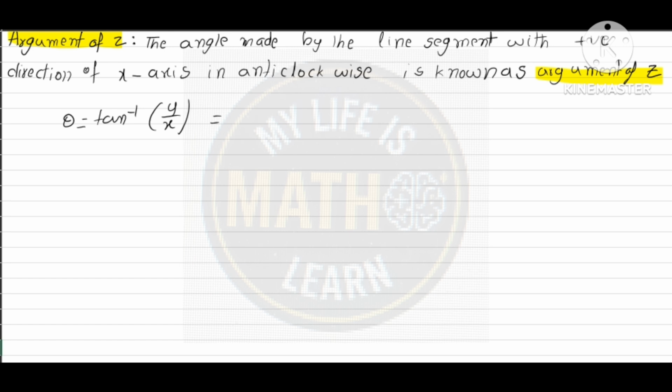So tan inverse of y means the imaginary part of z, and x means the real part of z.